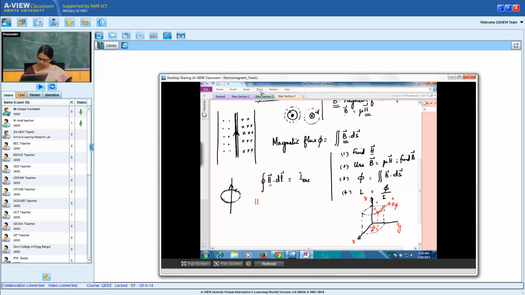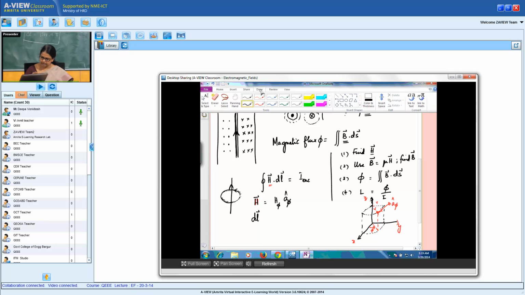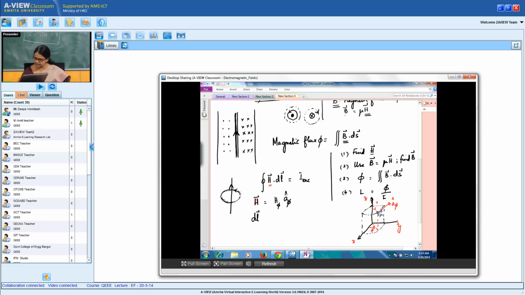So my H is actually H phi, a phi. And what is my dl? As I pointed out here, dl is this elemental length in the direction a phi. Now I can define that elemental length in terms of r and d phi. Let's say this angle is d phi. I can write this elemental length as r d phi in the direction a phi.